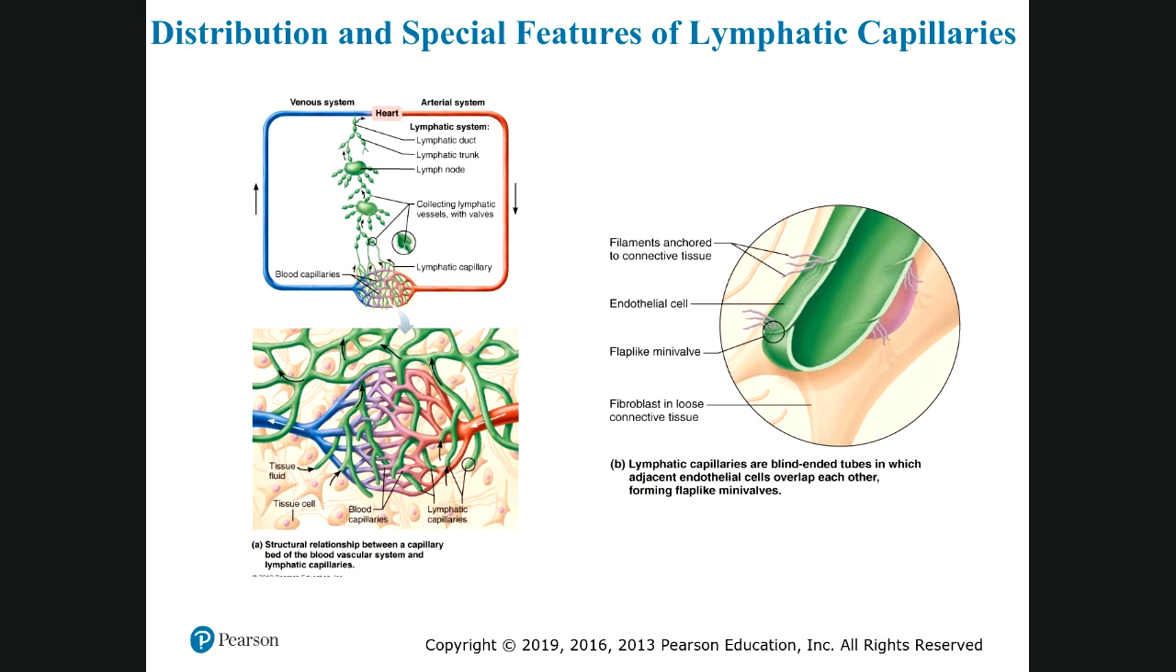So we go back here. This is a single layer of endothelial cells, and there is something very interesting about it. It's very weird. Those endothelial cells overlap on each other, and the overlapping creates kind of a mini valve.